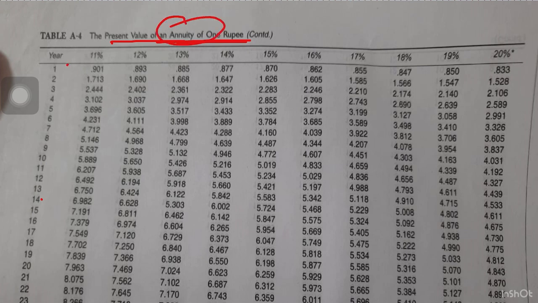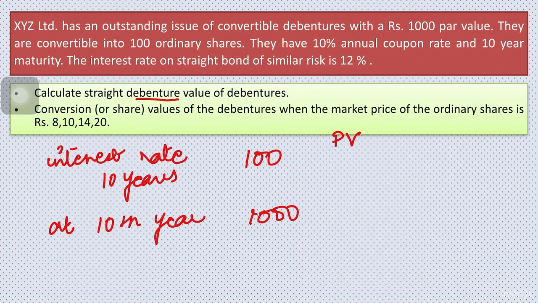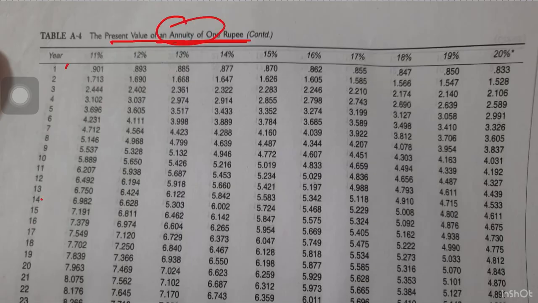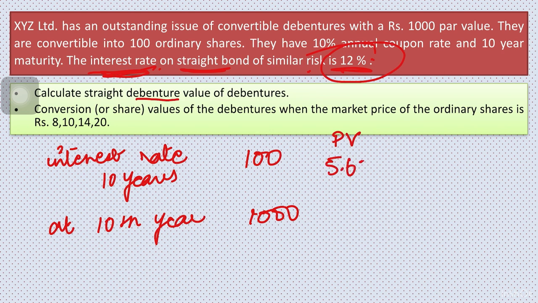Here we have the number of years, and here is the discount rate that has been given to us. Now, in the question, for the straight bonds, what is the interest rate? It is 12%. So we go into the table, to the 10th year, and we have to see the 12%. Over here, what is the value in the 10th year? This is 5.650. Then if we multiply 100 with the present value factor, we get the present value, 565.